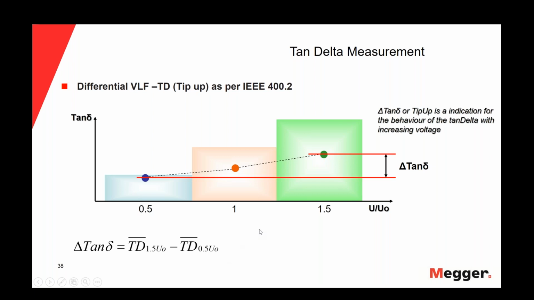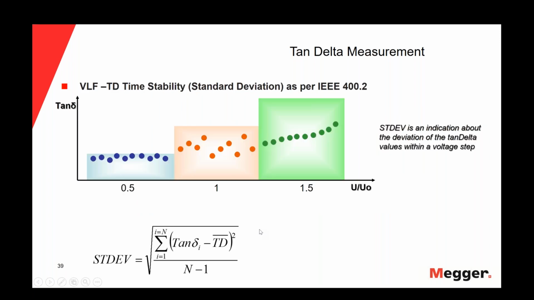And the last parameter we will measure is the stability of the tan delta, the standard deviation, which means how far or how close to each other the different individual values of the tan delta are.